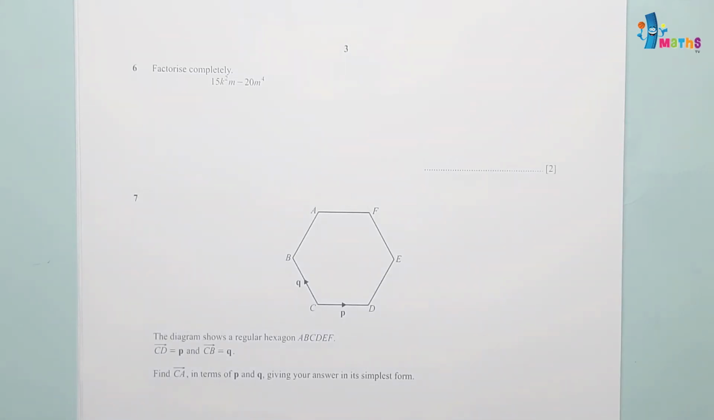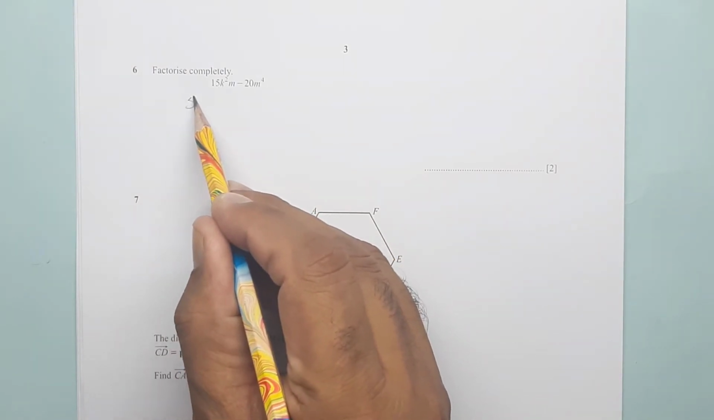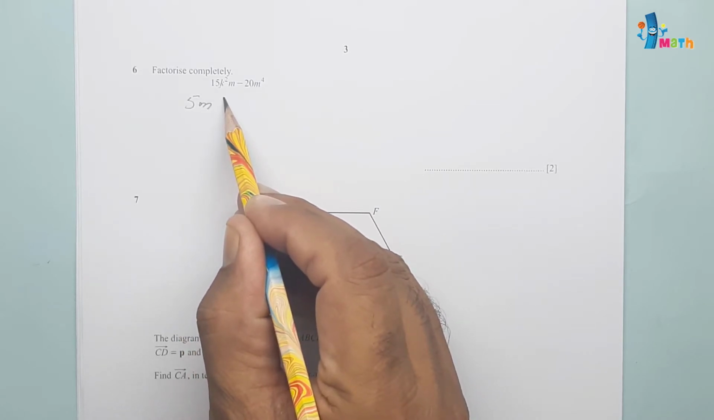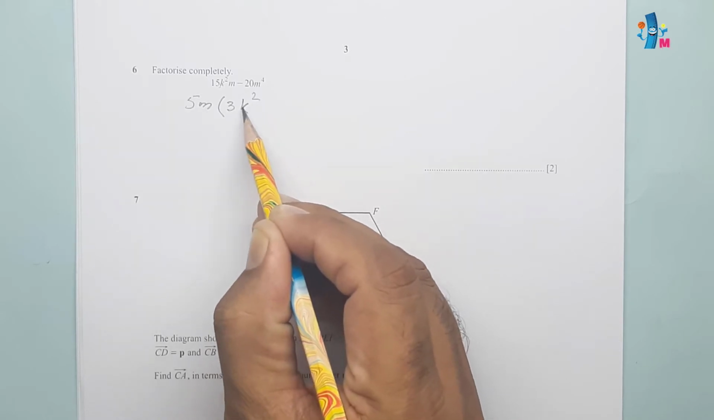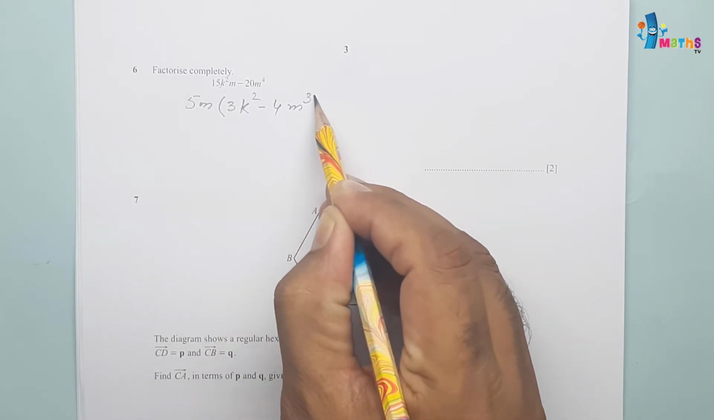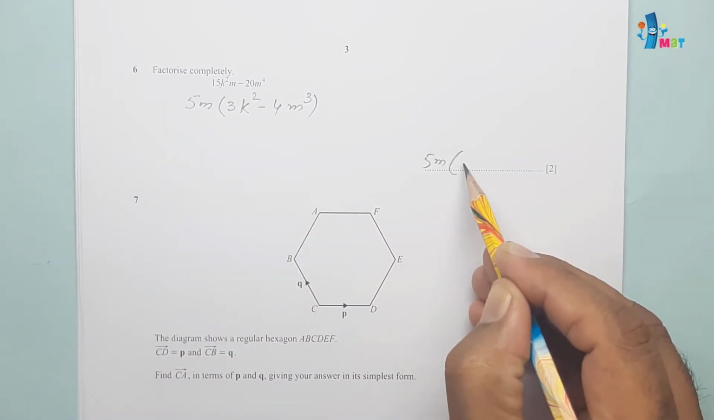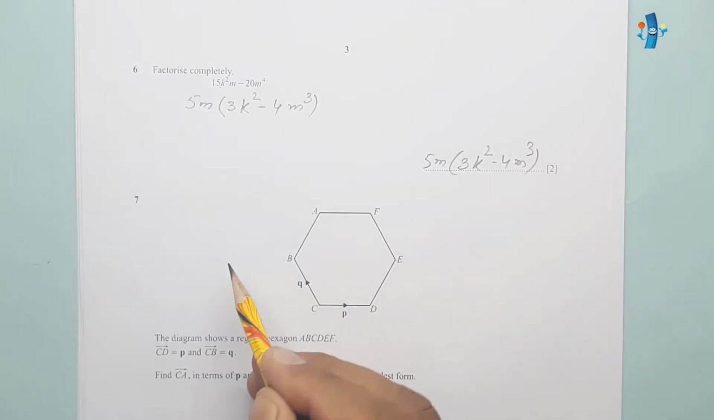Then comes question number 6. We have to factorize completely. To factorize this, we'll have to check what we can take as the maximum common factor. 5 we can take common, then we can take m common, and inside will be 3k squared minus 4m cubed. That's all. So this will be our answer, 5m into 3k squared minus 4m cubed.